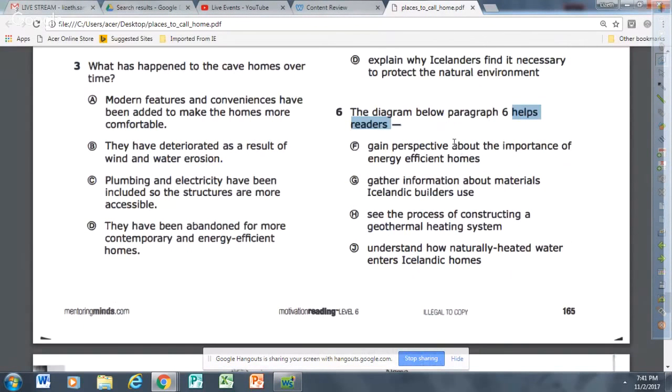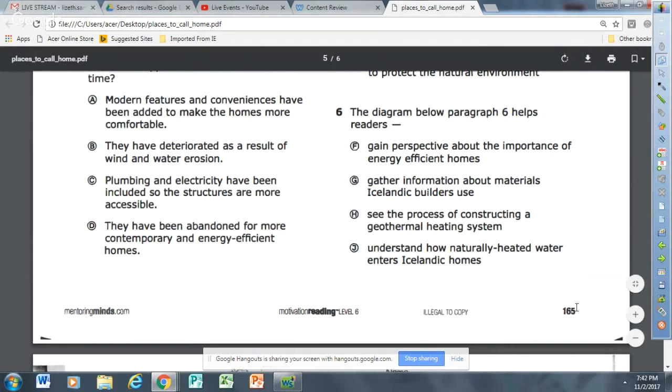So that you can gain a perspective about the importance of energy efficient homes, so that you can know about energy efficient homes. Or to get information about the materials that they use to build their homes, so it's information about the wood and things like that. Or to see the process of constructing the system, maybe how to build that geothermal system. Or so that you can understand how the heated water enters into their homes.